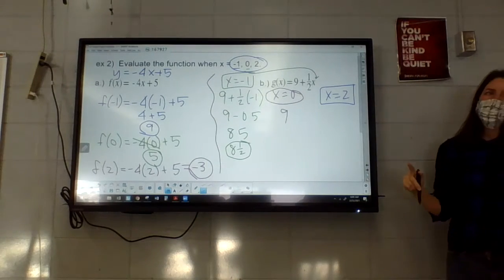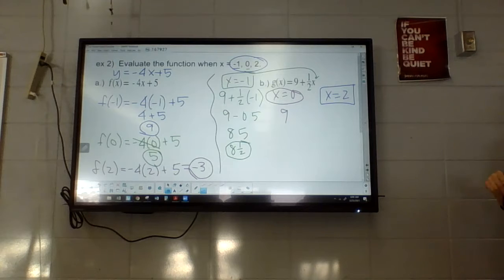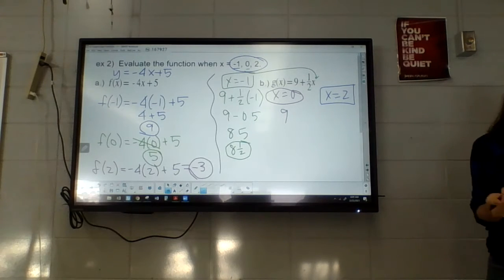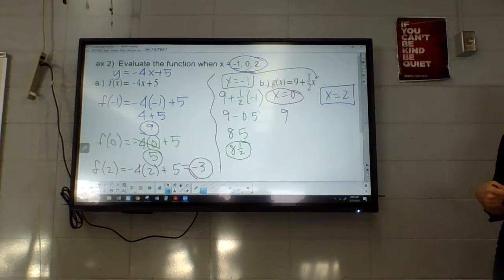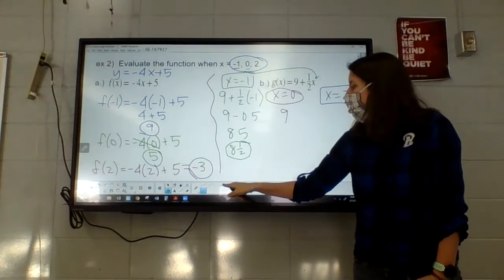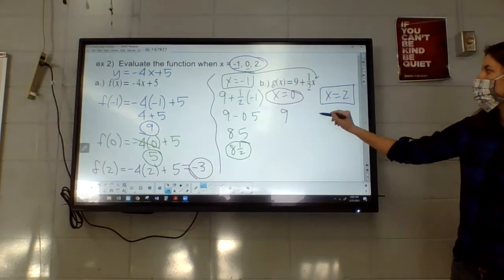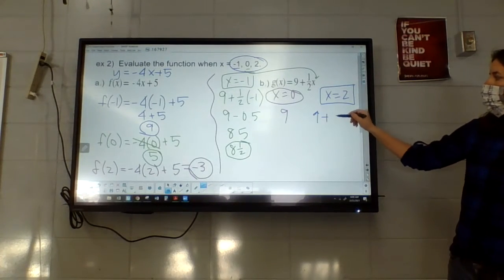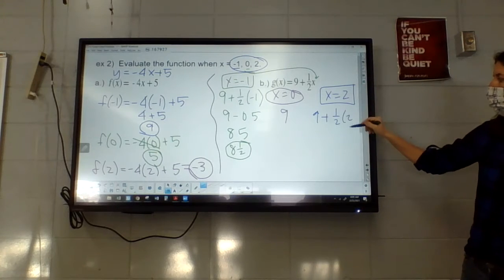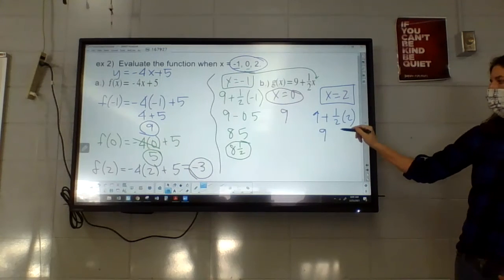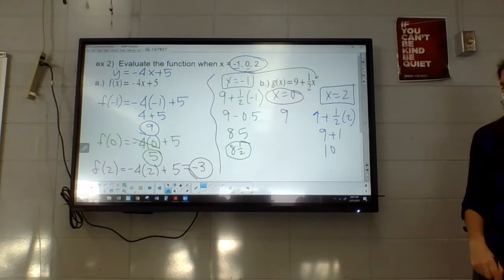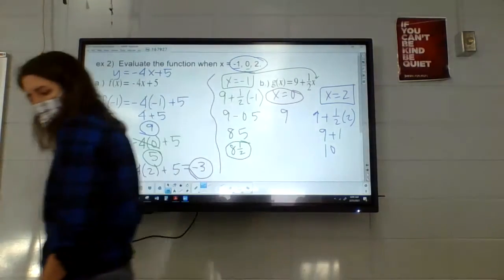When x is 2, what did you guys get? 10, because half of 2 is going to be 1, plus 9 will give me 10. So if you want to see that real quick, 9 plus 1/2 times 2, half of 2 is 1, 9 plus 1 would give me just 10. So hopefully that wasn't too bad.